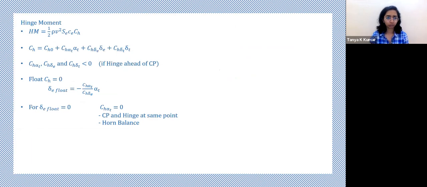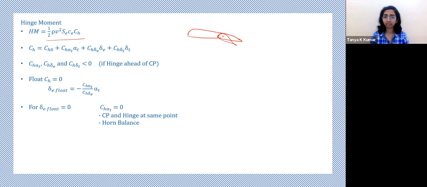Now we'll just go over a few concepts. Hinge moment. So your elevator is attached to your tail at some point, right? So that point is the hinge and it rotates about the hinge. So if you were to deflect your elevator down, it would rotate about the hinge point. So the moment that the hinge experiences is given here: half rho V square S_E C_E, that is area of the elevator, the mean aerodynamic chord of the elevator. C_H is the hinge moment coefficient.